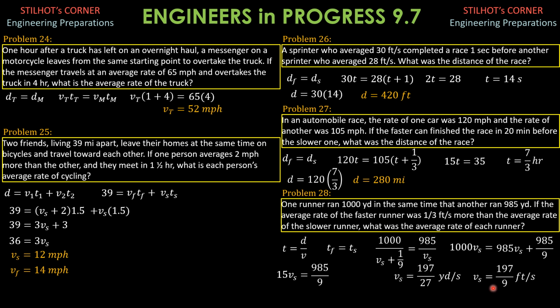Then let's transform this answer into a mixed fraction. So v sub s is 21 and 8 over 9 feet per second. Then the speed of the faster runner is 21 and 8 over 9 feet per second plus 1/3 foot per second, and that is 22 and 2 over 9 feet per second.